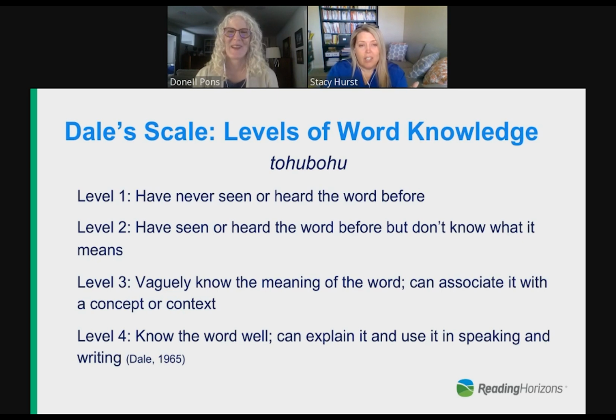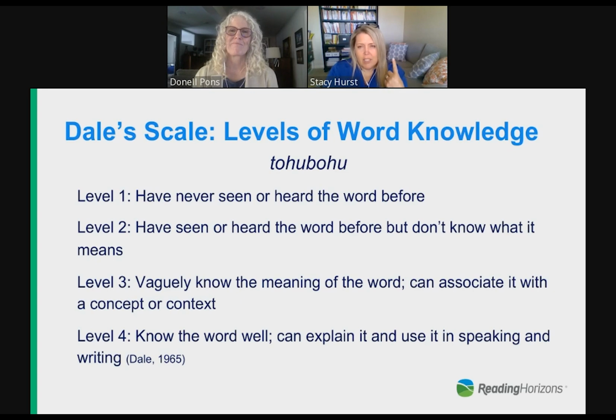This is the word. If any of you subscribe to dictionary.com and they have a word of the day, this was the word of the day a few weeks ago. It's tohu bohu. So I want you to take a look at that word. I've just pronounced it, and I want you to think about your level of knowledge of that word.